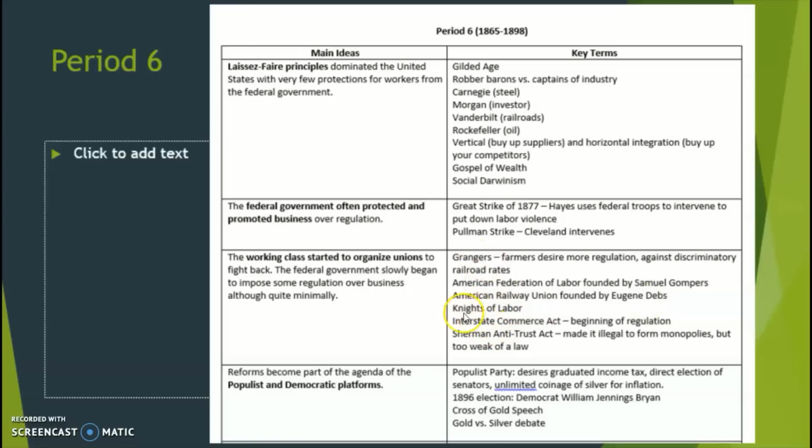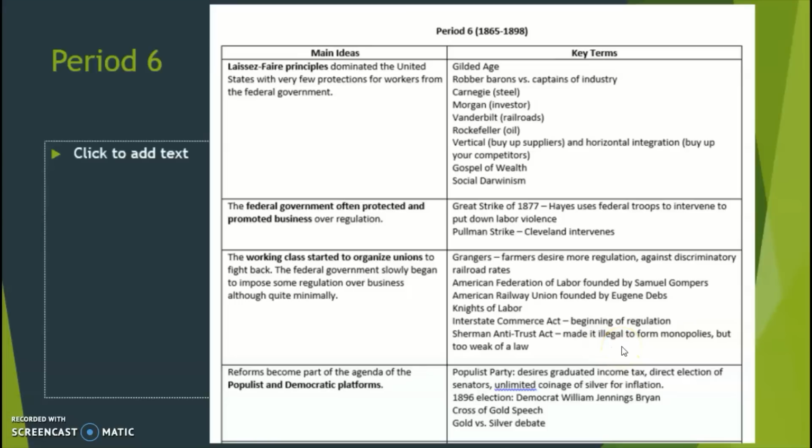And so we're going to see the early parts here of some regulation, the Interstate Commerce Act, and then also the Sherman Antitrust Act, which is going to make it illegal to form monopolies. But this is going to lack significant teeth and actually is going to be going after unions first, as opposed to some of these bigger monopolies.